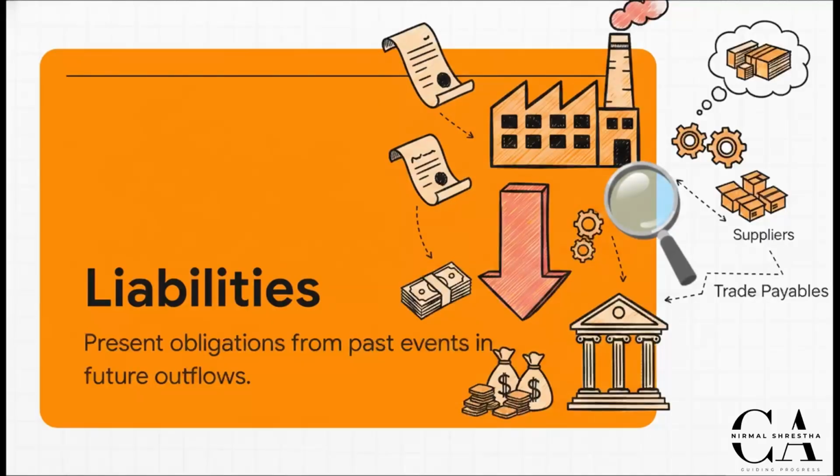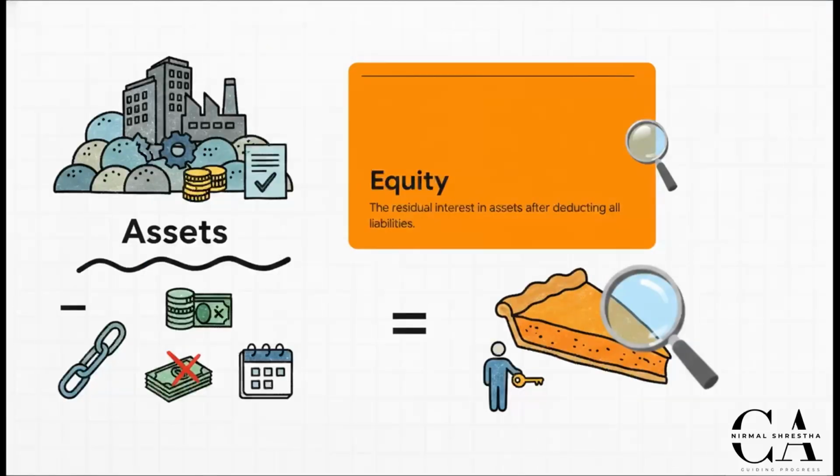Next up, we have liabilities. Simply put, this is what the factory owes to outsiders. These are present obligations stemming from past events, meaning an inevitable future outflow of resources. If you took out a bank loan to buy that machinery, or if you owe suppliers for raw materials, your trade payables, those are your liabilities. Then, we reach equity. This is the ultimate goal for any owner. You take all your amazing assets, use them to settle your debts and liabilities, and whatever's left over, that's your equity. It's the owner's true residual slice of the pie.